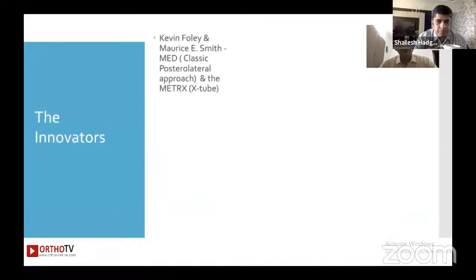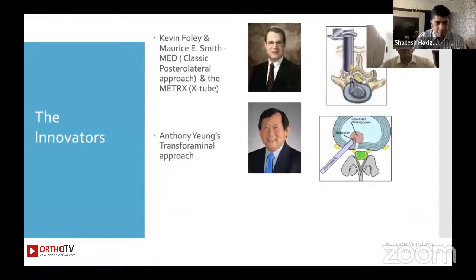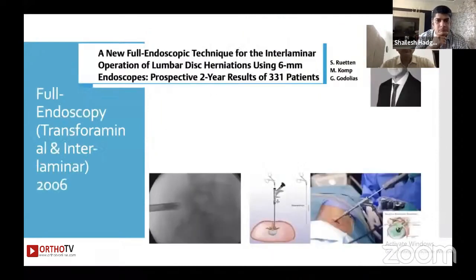So if we can take a quick look at Kevin Foley, he along with Maurice Smith developed the classic posterolateral approach and the METRx tube, which subsequently had a very significant amount of applications across the lumbar spine. Anthony Yeung developed the transforaminal approach, which was basically a modification of Kambin's approach, and he has popularized this quite well using the 7 mm cannula.